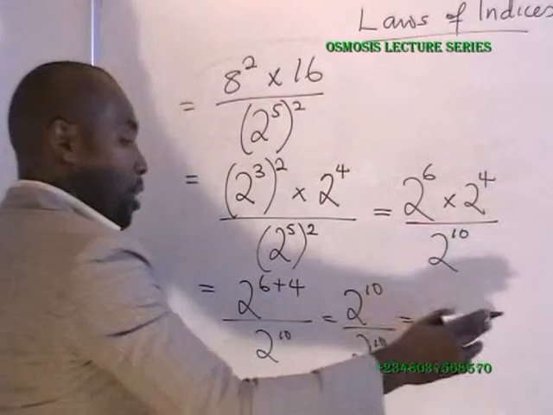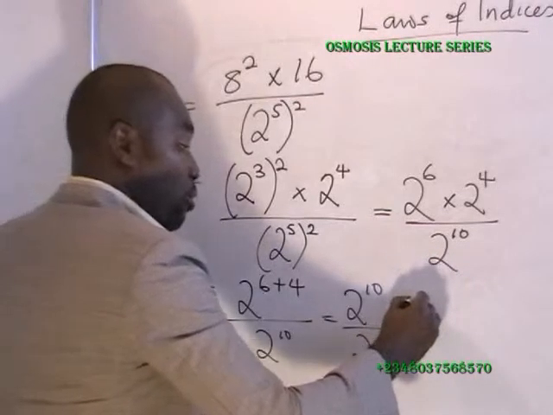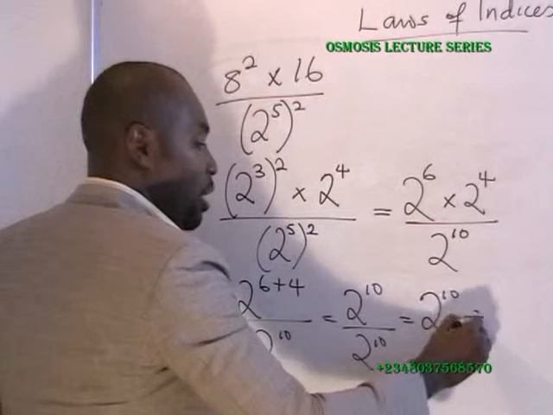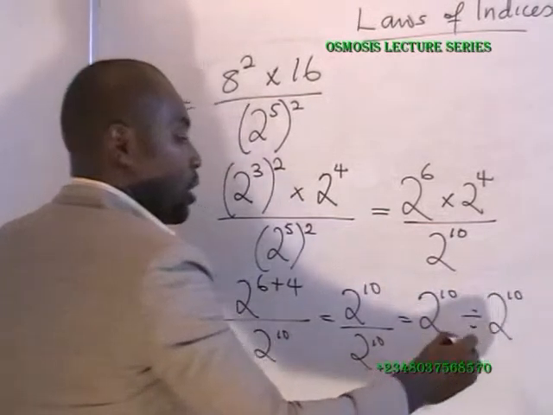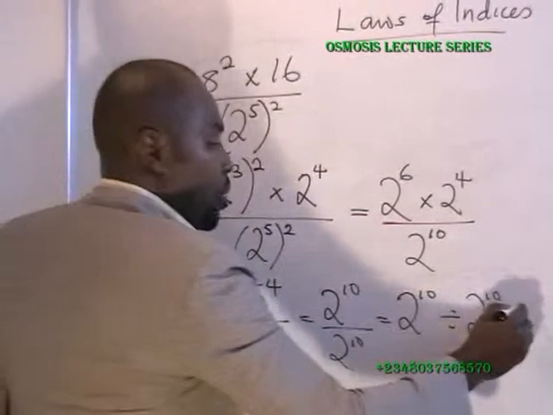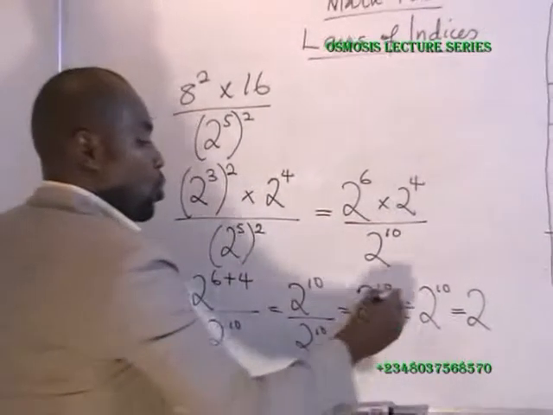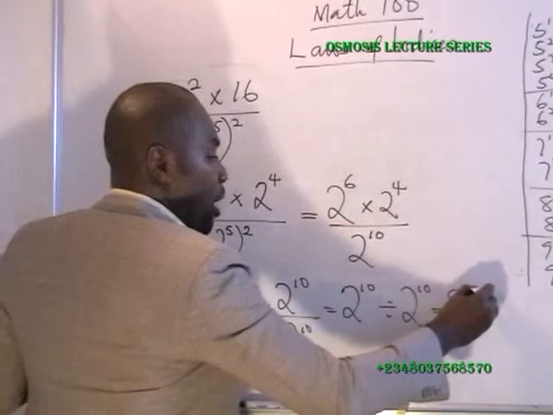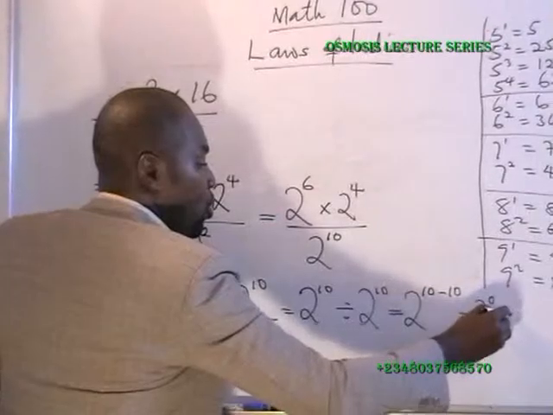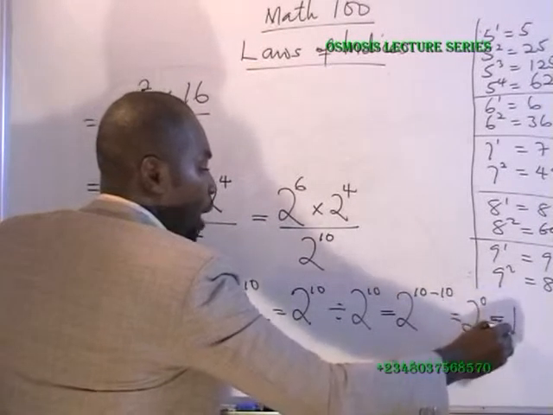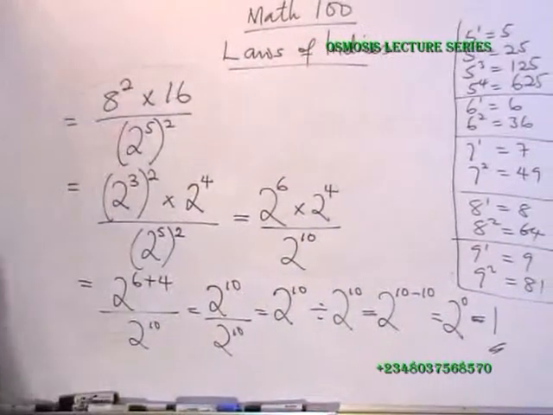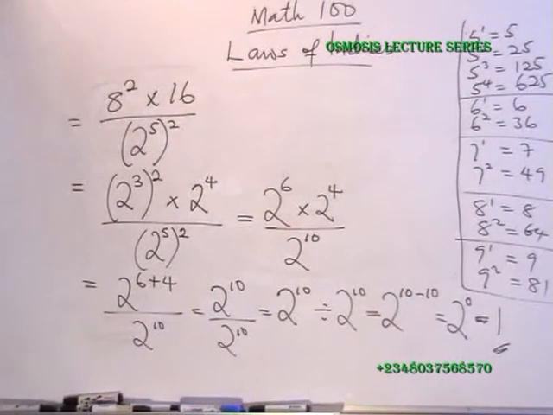If we transform it to the second law, which is 2 raised to the power 10 divided by 2 raised to the power 10, it will give us this. Here it has the same base, we take one of them, which is 2. We subtract the powers, which is 10 minus 10, which is 2 raised to the power 0, which is equal to 1 as your answer.